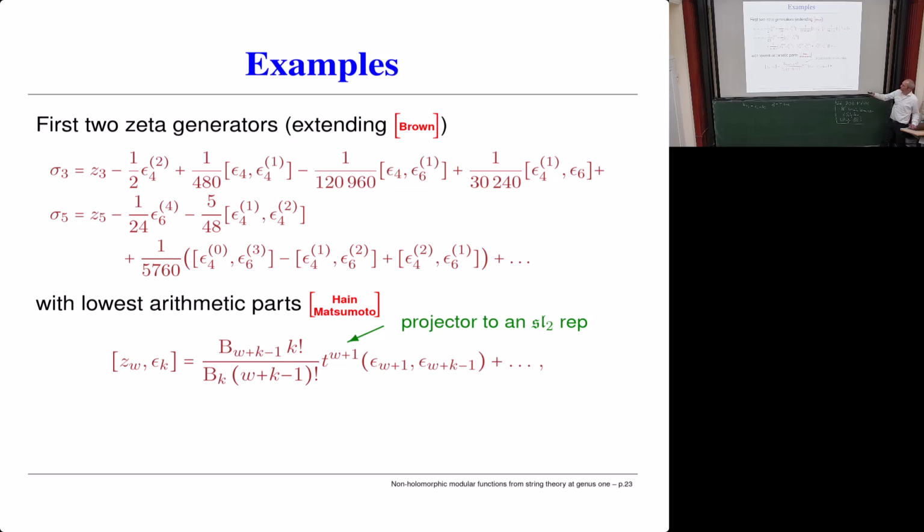The question then is for this arithmetic part, how is this defined? So this goes back to work by Hain and Matsumoto. This is something that normalizes this algebra of the epsilon. So if you take commutators of the z's with the epsilons, you go back to the epsilon algebra. As I said, there's an SL2 in play, so you have written here a certain projector onto SL2 combinations of epsilons. And also this is an infinite series in general.